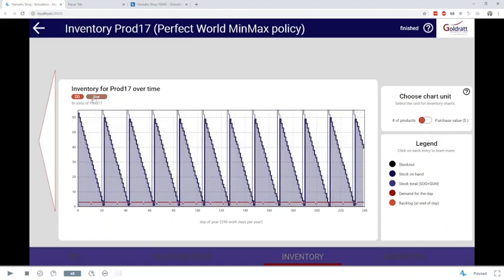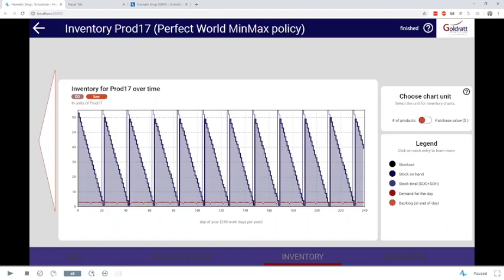So this product typically sells 3 units, or we sell 3 of them per day. Now, if you think about it, it has a supply lead time that's typically 1 day. It can be up to 3 days in this case. So actually, you never really would need more than 9 products in your store, would you?